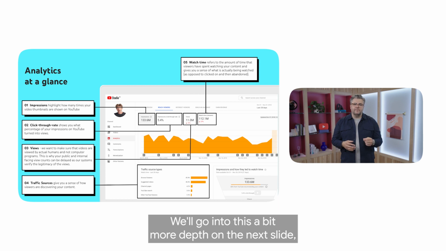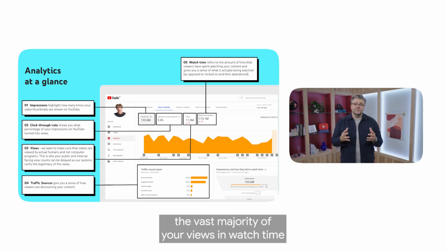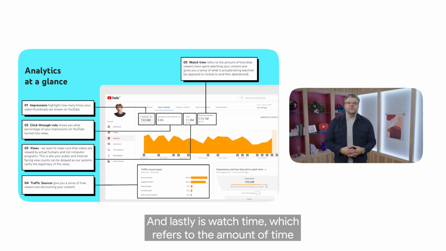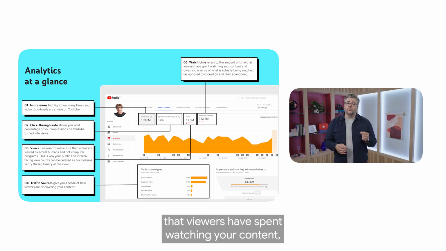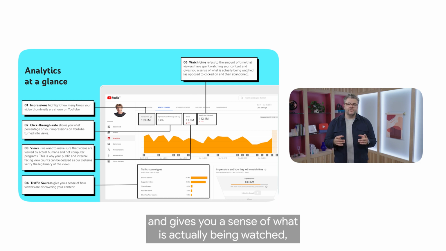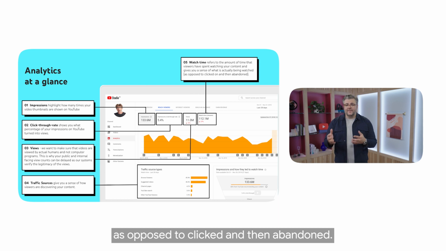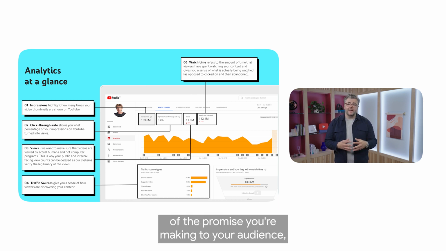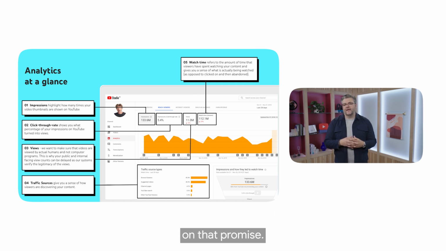Next is traffic sources, which gives you a sense of how viewers are discovering your content. We'll go into this in a bit more depth on the next slide, but more often than not, the vast majority of your views and watch time will come from people viewing your content on the platform. And lastly is watch time, which refers to the amount of time that viewers have spent watching your content and gives you a sense of what is actually being watched, as opposed to clicked and then abandoned. If click-through rate is a measure of the promise you're making to your audience, watch time is a measure of how well you delivered on that promise.